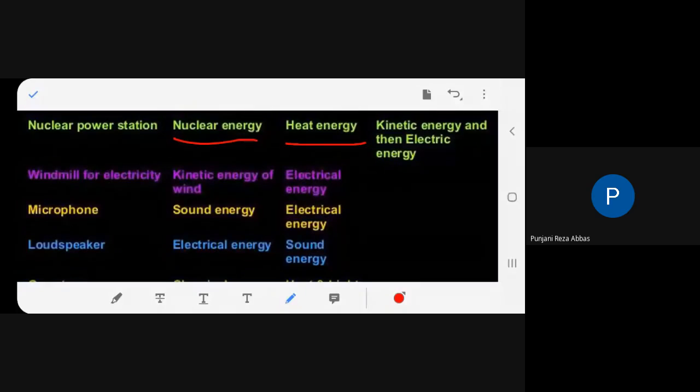And this heat energy creates the movement. That is the kinetic energy. And this kinetic energy gets changed into electrical energy. So thermo power, hydroelectric, and nuclear power stations all give electrical energy. We can make use of these resources as a means of generating electricity.